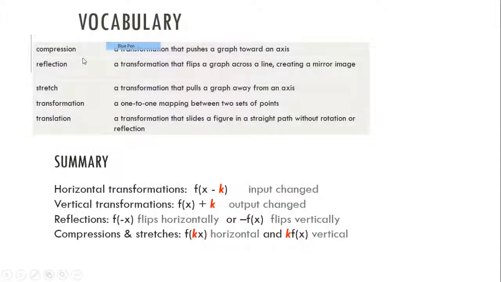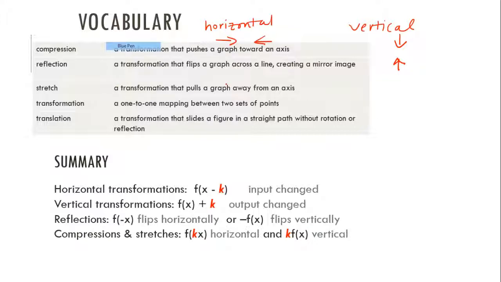So a couple more things as we wrap things up. These were all of our vocabulary terms from today: compression, reflection, stretch, transformation, and translation. Compression, remember, is when we push towards an axis. So if I have a horizontal compression, I'm pushing towards my axis, okay? Or if I have a vertical compression, I'm pushing up and down in the same direction, okay?